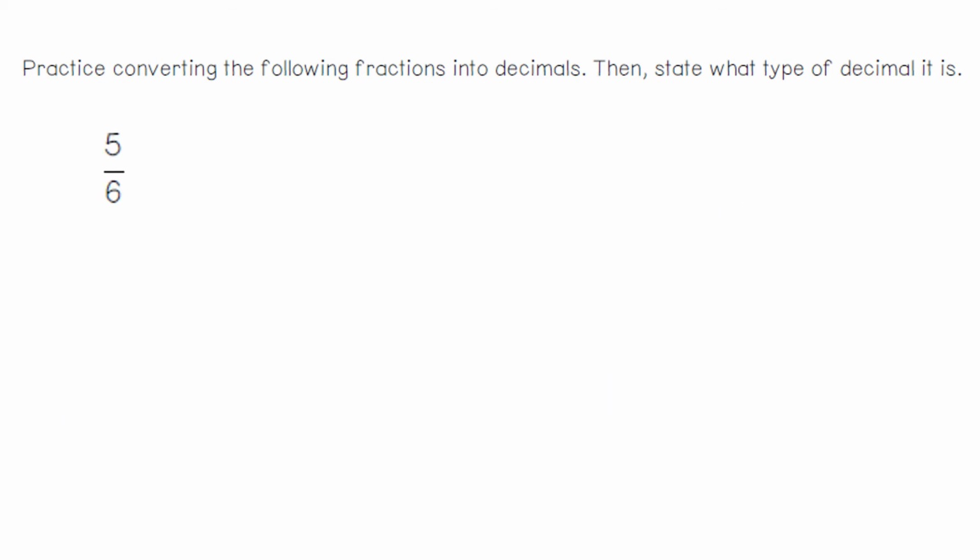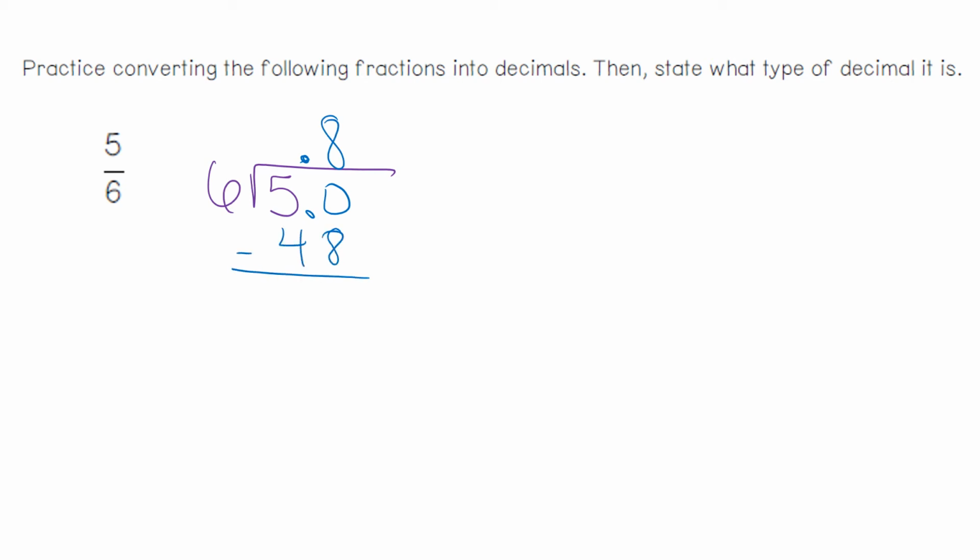Let's try this problem. We're going to convert 5/6 to a decimal by dividing 6 into the 5. 6 is not going to go evenly into 5, so we need to add a decimal and a 0. Go ahead and bring that decimal up. 6 goes into 50 8 times. 6 times 8 is 48.